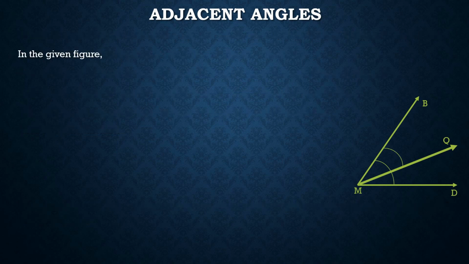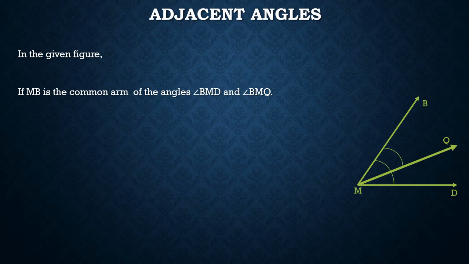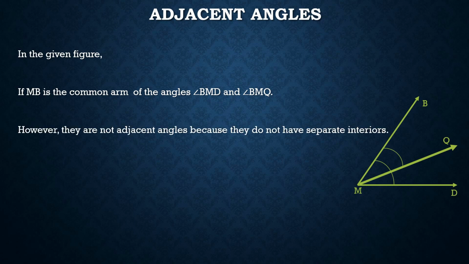In the given figure, if we consider MB as the common arm of the angles, angle BMD and angle BMQ, then they are not adjacent angles because they do not have separate interiors. They have a common arm, that is ray BM. They have a common vertex, that is vertex M, but they do not have separate interiors. So they cannot be said to be adjacent angles.